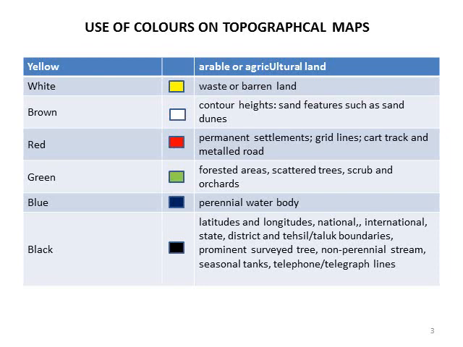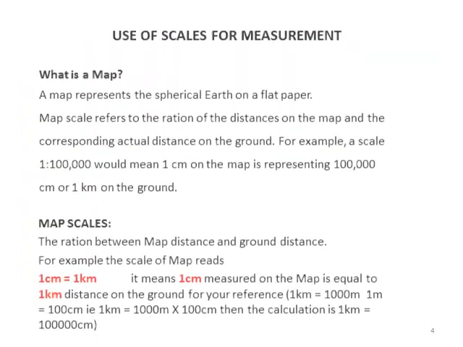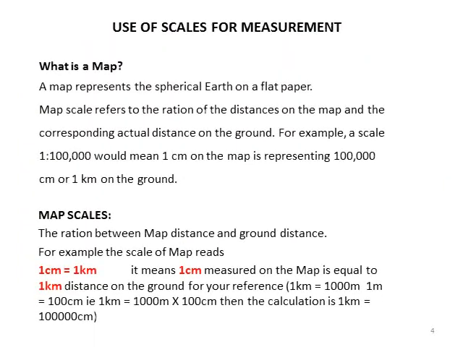Understand? What are these colors? These colors on the maps are called conventional colors. Use of scales for measurement. Now we are going to see the use of scale for measurement. Everything needs measurement. If there is a measurement, there is a scale also. Even from small things to big things, you want to have a measurement.